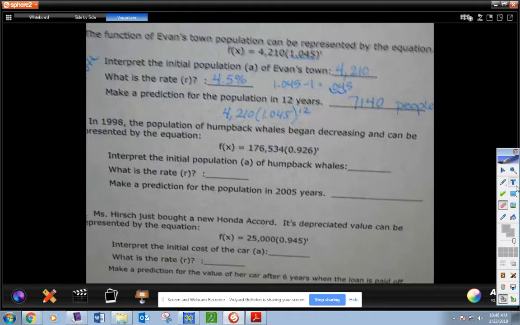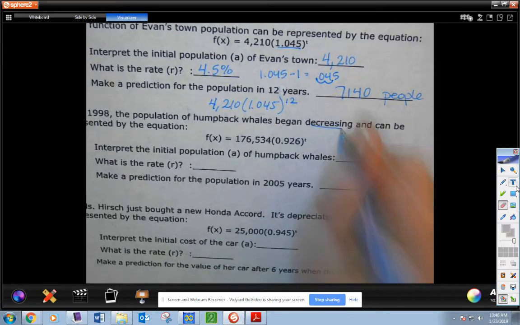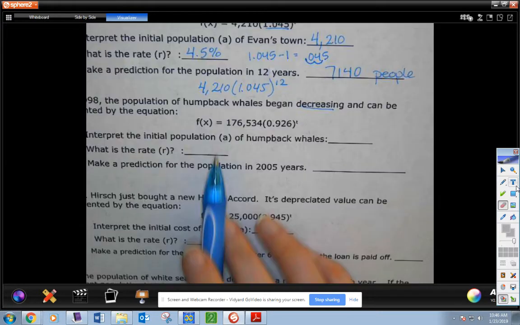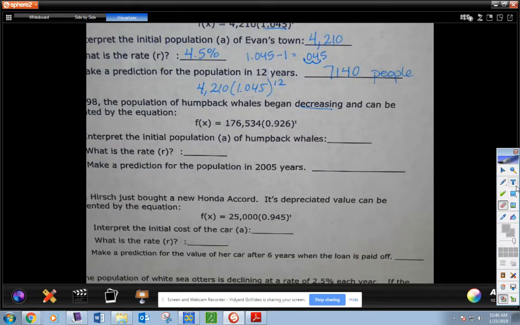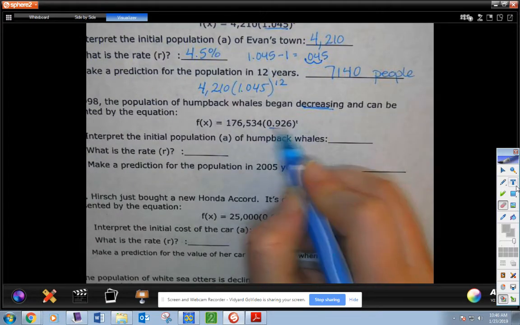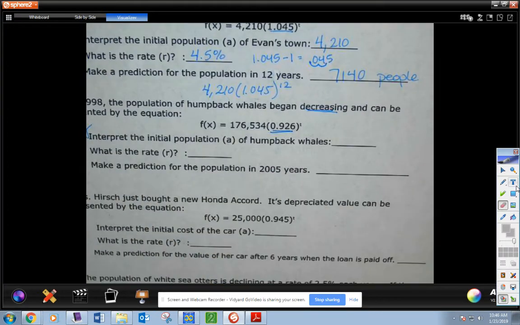Okay. For number 5, it says in 1998, the population of humpback whales began decreasing. Ooh, that's an important word. And can be represented by the equation. Okay, so f of x equals 176,534 times 0.926 to the t. Okay, so they said decreasing, and when I look right here, this is less than 1, so this is decay. So I'm going to write decay.